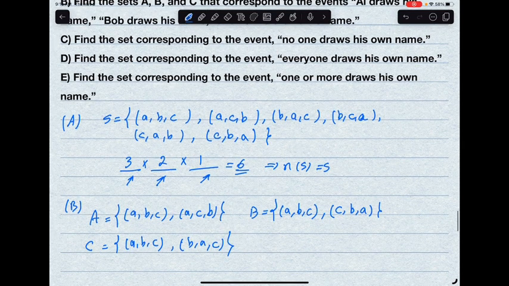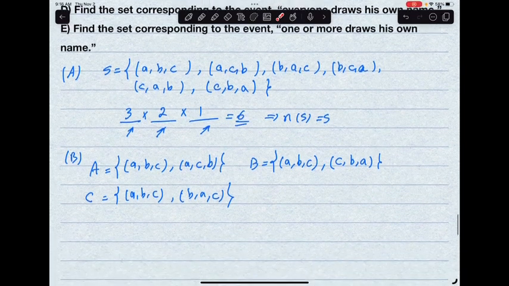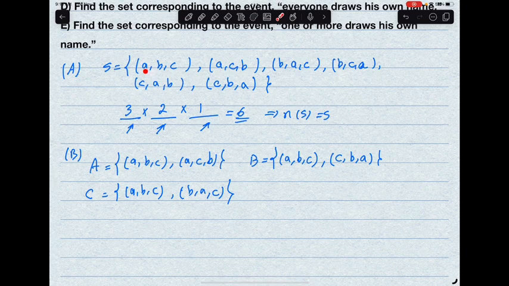Okay, now what about part C? It says find the set corresponding to the event no one draws his own name. So what about this now? You can see here Al draws his name, so it's not part of the answer. This one is not either, because Chris draws his name. This one can be. Okay, for part C of the question, let's say it is the event D.